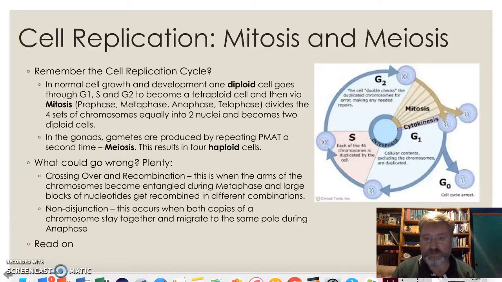The other big one is non-disjunction. So during anaphase, the chromosome pairs split apart and travel to each end, which allows us to produce gametes with a full set of chromosomes, but only one set. And sometimes they don't. Sometimes they stay together and both migrate to the same pole. And this causes a thing called aneuploidy, which we'll talk about now.